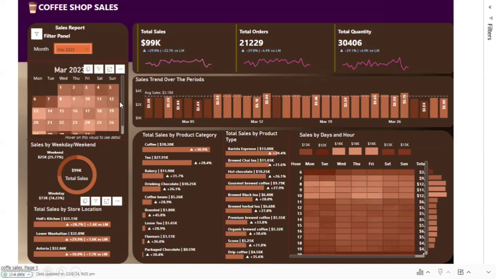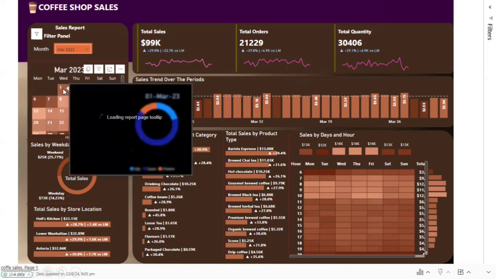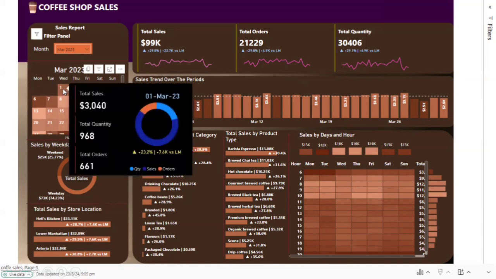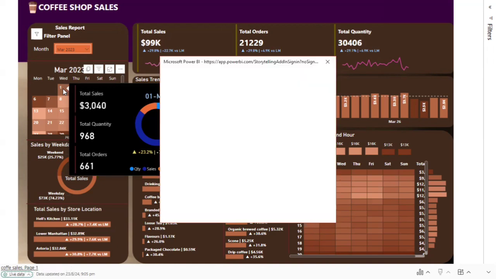And if we come here, we can see that on March 1, the total sales were $3,040, and the total quantity we got here was 968 and orders were 661. And we see the donut chart here, the sales have a good amount of space, and if we just come below that, we can see the values in yellow.